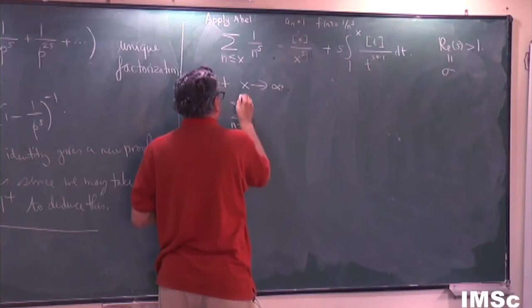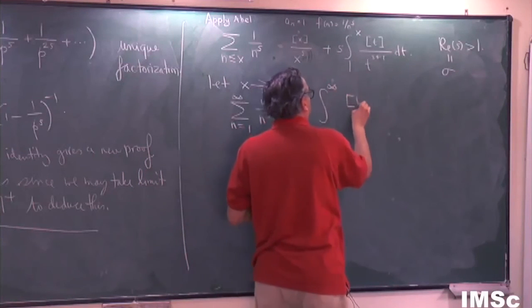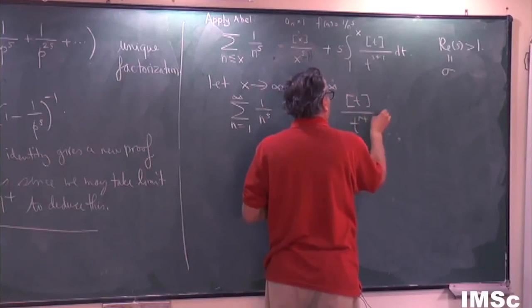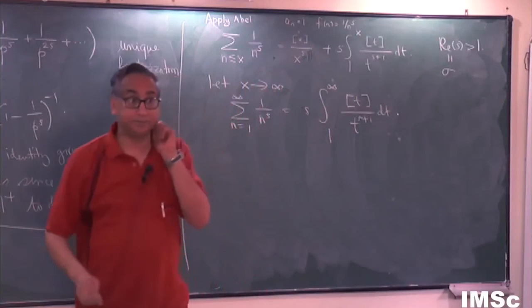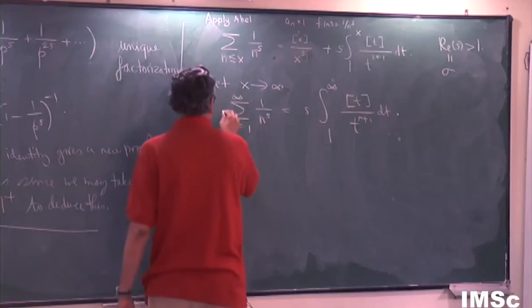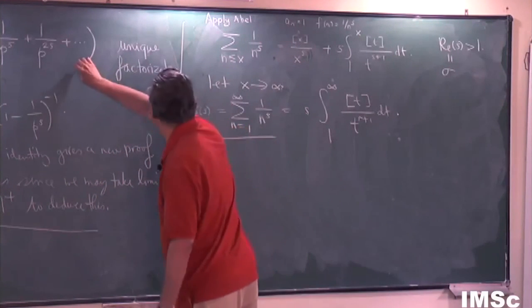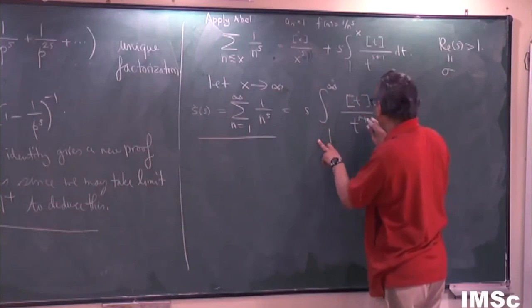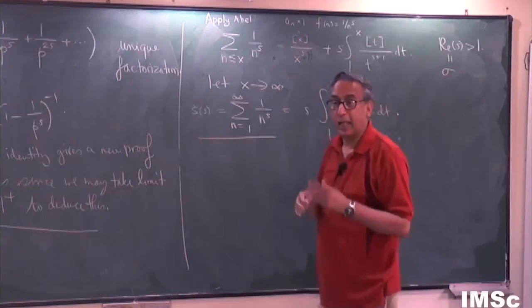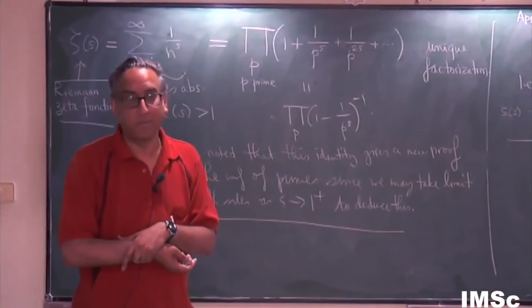You get the sum from n equals 1 to infinity of 1 over n to the s equals s times the integral from 1 to infinity, right? Let x tend to infinity. And all in that region, real part of s bigger than 1. In other words, this series, which is linked up with the primes, has now been expressed as an integral. That's what Abel seems to be good at. He tells us how to change a sum into an integral. Very useful tool.